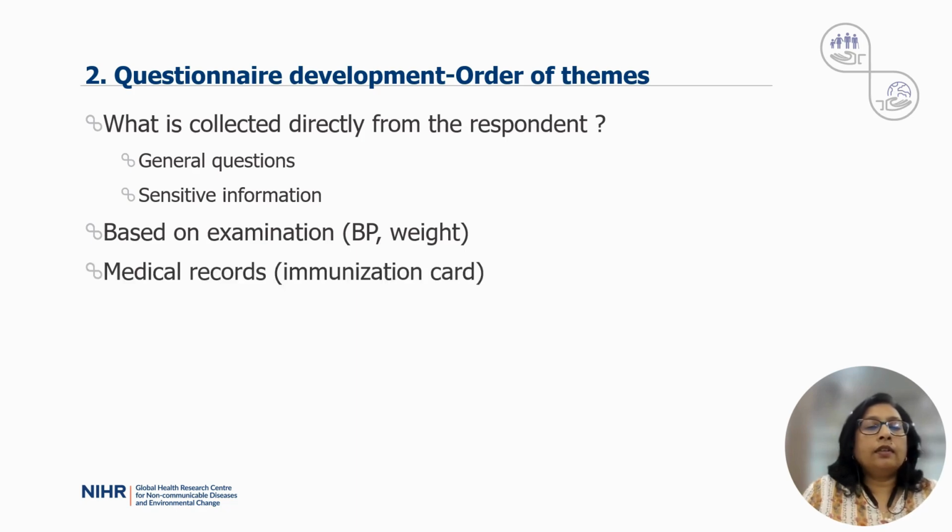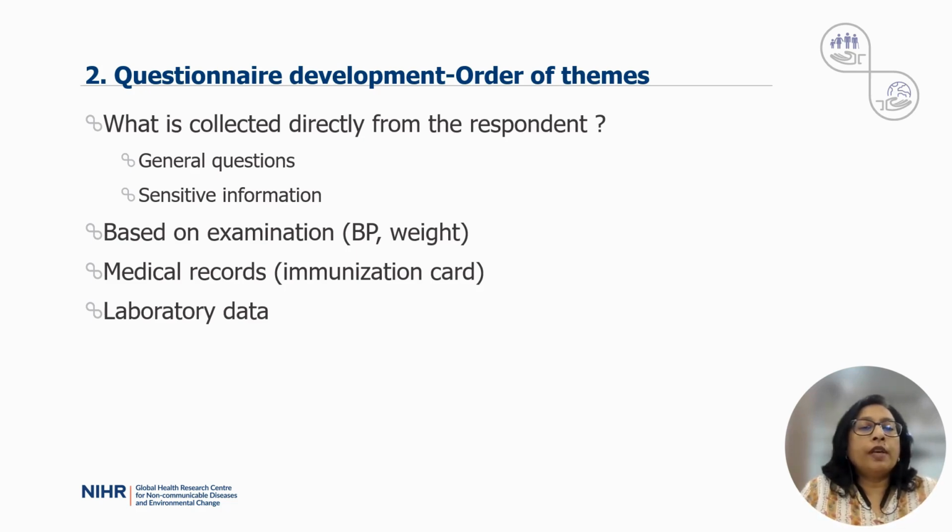Once this part is done, I might go in to check the medical records. For example, let's say the immunization card of a child. I might measure it, so keep it next after the measurements. And then finally, the laboratory data. Lab data may not be applicable for all participants, or I might not get the reports immediately, so let me keep that as a separate form. So the ordering of the themes is based on how we want to go about the flow of the interview.